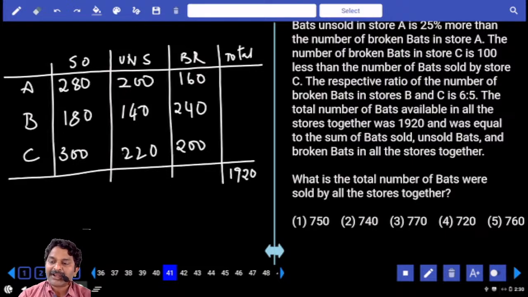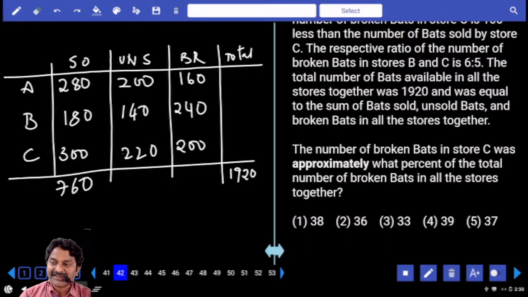What is the total number of bats sold by all the stores together? Bats sold by all stores together. Sum of all these numbers only. Let's add hundreds places: 600. Tens places: 160. Total 760.